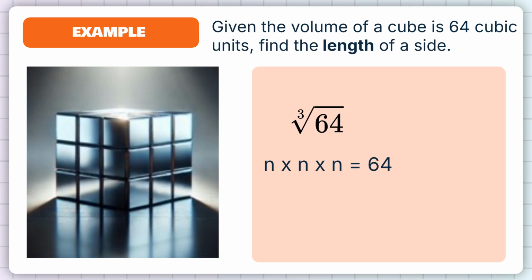The cube root of 64 is 4, so the side length of the cube is 4 units. This is because 4 times 4 times 4 is equal to 64. Understanding and practicing these concepts will help you to tackle more complex problems with confidence.